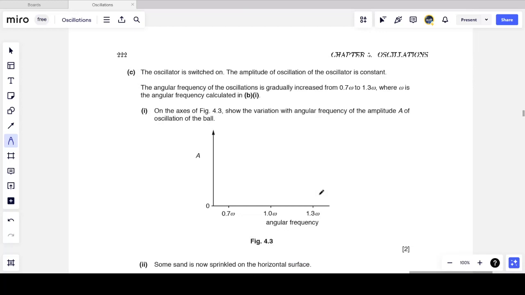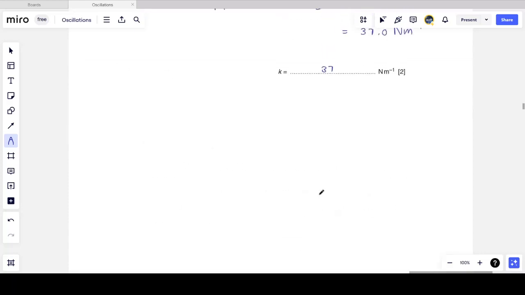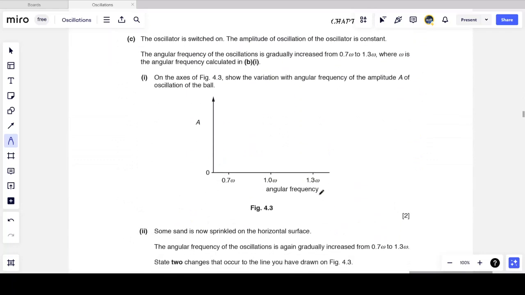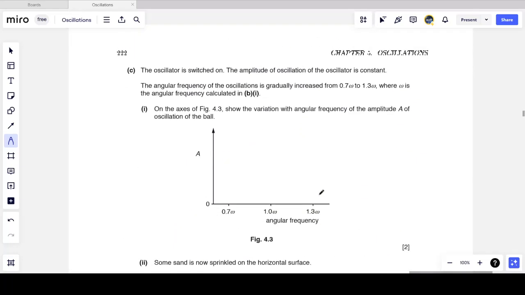And part C says the oscillator is switched on. So in terms of real estate, this question is quite long. It occupies quite a bit of pages in this paper. The oscillator is switched on, and the amplitude of oscillation of the oscillator is constant. The angular frequency is gradually increased from 0.7 omega to 1.3 omega, where omega is the angular frequency we calculated.